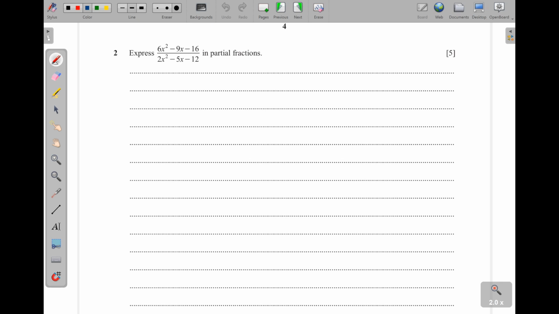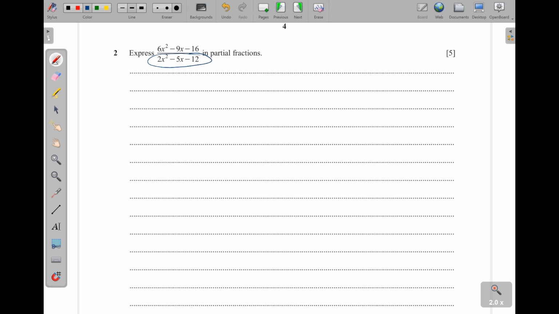Question 2, express this expression here in partial fractions. Now, before you even go any further, the fact that they have told us to express it in partial fractions, that means the denominator here must be factorizable. Okay, it must be factorizable. Now, let's factorize the denominator here and we see.